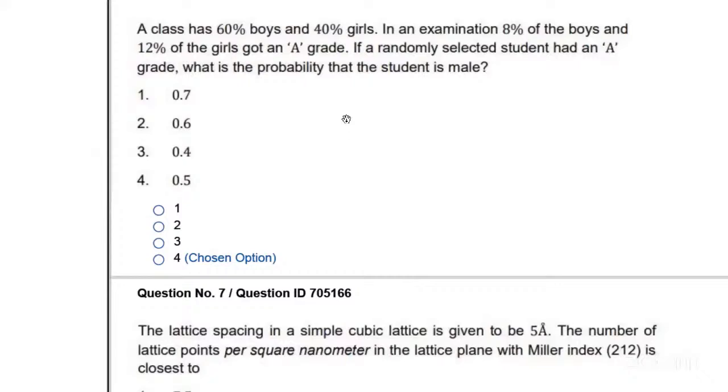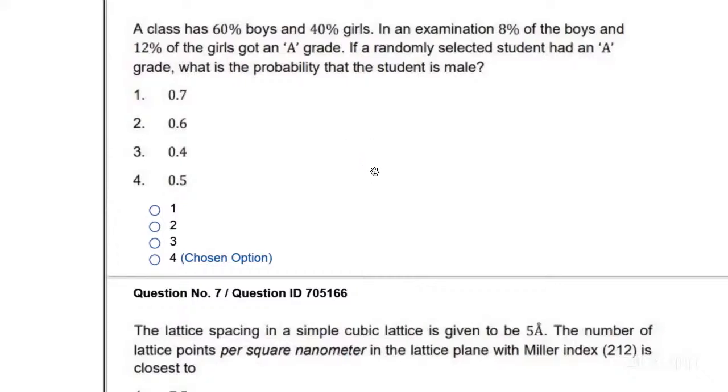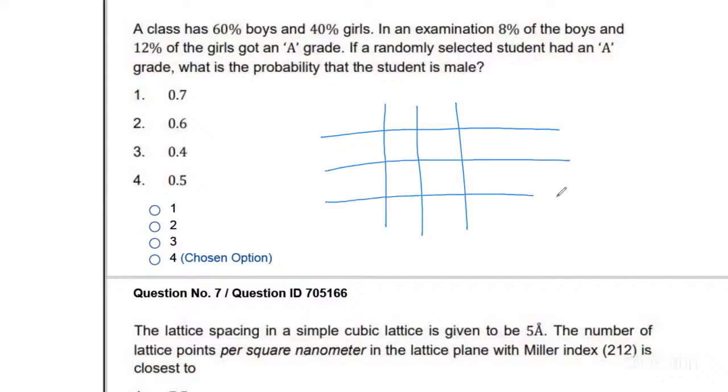So you have a class of 60% boys and 40% girls. Now, if I have to solve it using the grid method, then I'm going to use three horizontal and vertical lines. And then in an examination, so you have boys and not boys. Obviously, it'll be boys, and I think my category is wrong. It'll be boys and girls, and not boys and not girls.